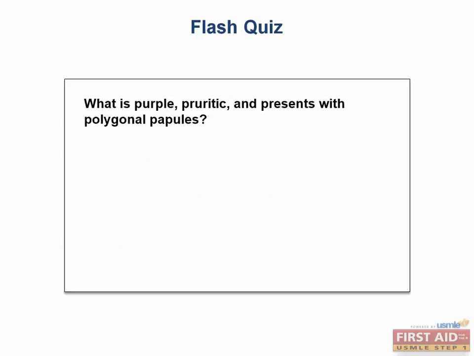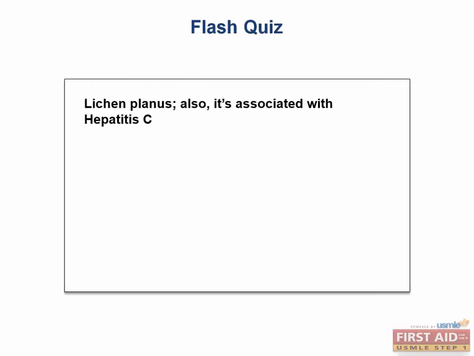Let's have a flash quiz. Which lesion is purple, pruritic, and presents with polygonal papules? Lichen planus, also associated with hepatitis C.